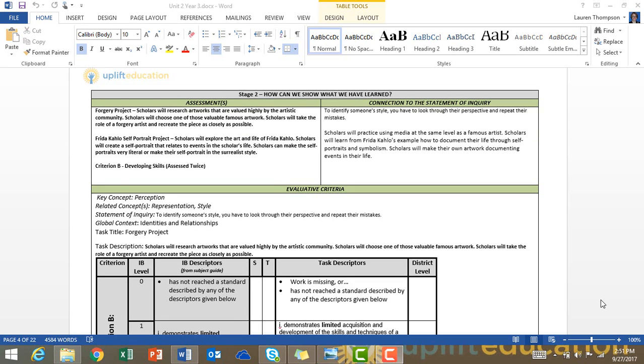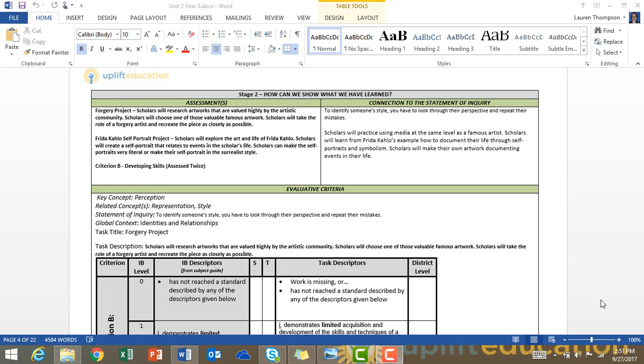There are 2 projects they're going to do as a part of this unit. They're going to do a forgery project where they take a famous piece of art and they copy it, and you can kind of wrestle with them about whether this is right, whether that is wrong, but really emphasize that if we are going to copy somebody else's work, it should be for the purpose of improving our skill in a specific media.